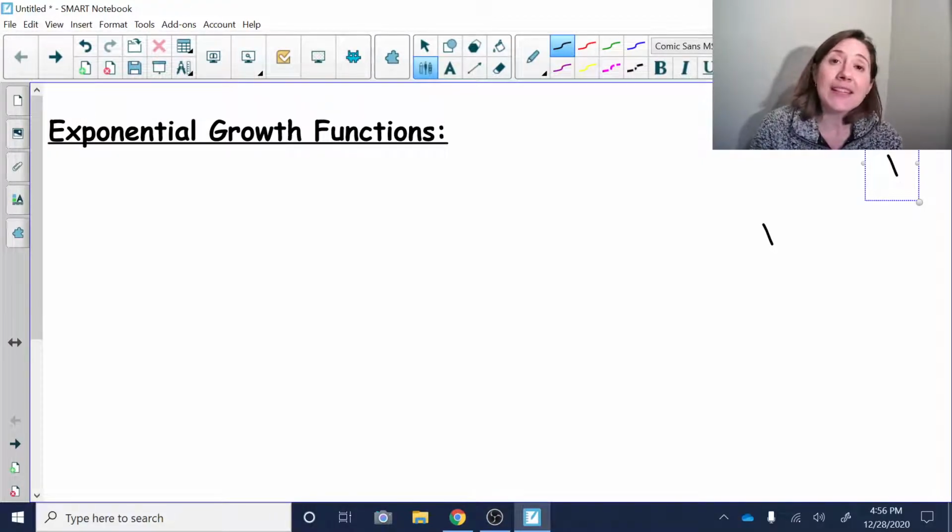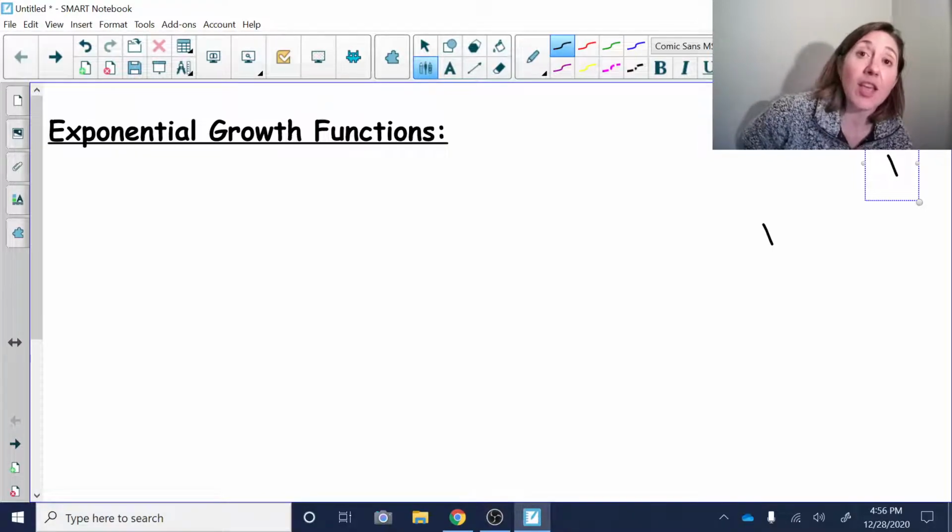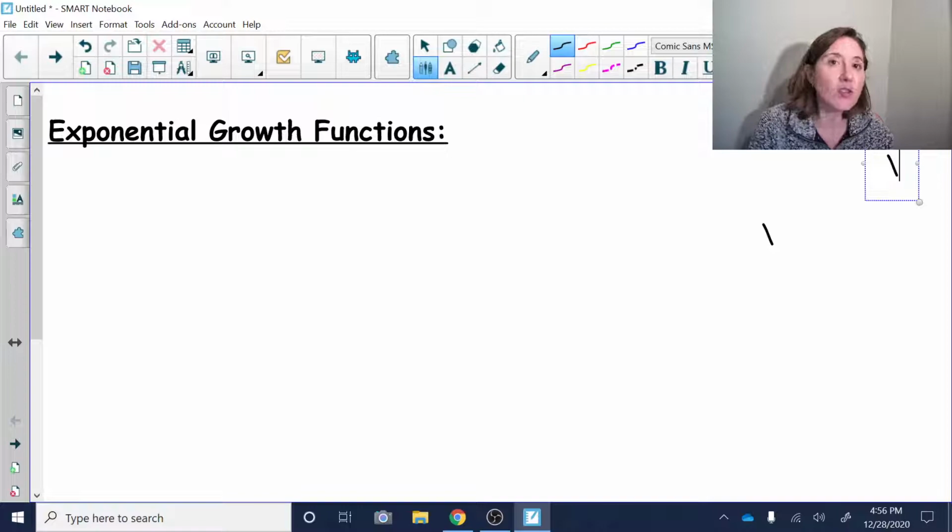Hello. Yesterday we did some exploration with Desmos and we were exploring exponential functions. Today we're going to look at that a little bit more formally and put some vocabulary with it and see where it's going to be used. This is a really useful skill that shows up in a whole lot of areas. So it's really important that we talk about this.